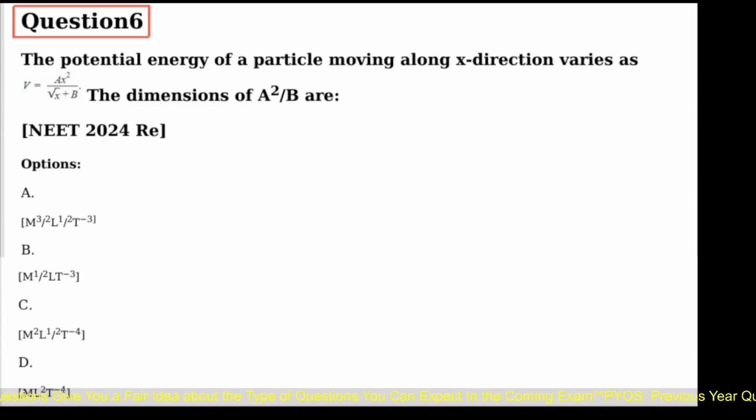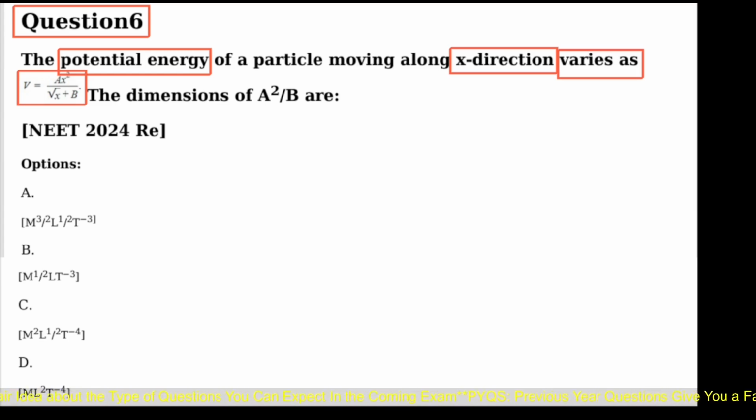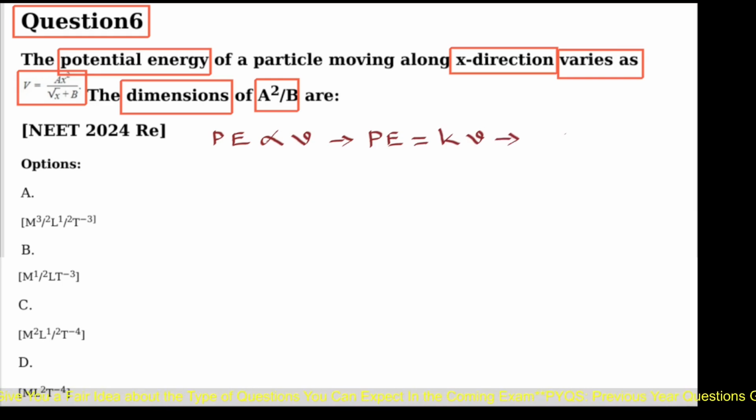Question 6. The potential energy of a particle moving along x direction varies as V, which is a x square upon root x plus b, and we have to find dimensions of a square upon b. Potential energy varies as V, which implies PE equals K times V, which also implies dimension of PE equals dimension of V. In V equals a x square upon root x plus b, by the principle of homogeneity, dimension of b will be same as dimension of root x, that is L raised to half.